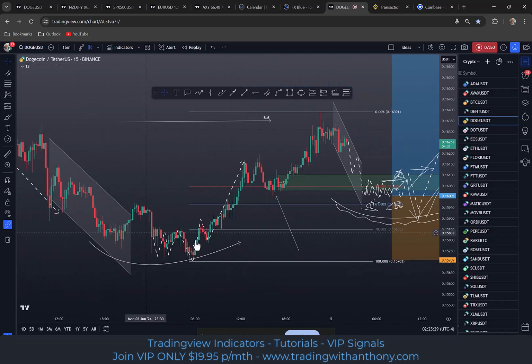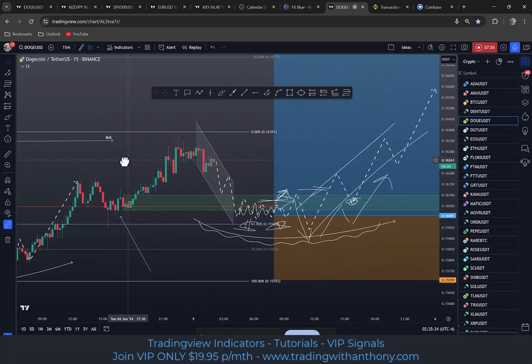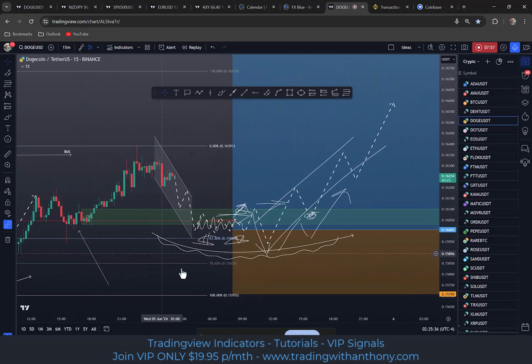Okay, it's the same thing here. Look at it, 15-minute time frame. You could even go to the 5M, but it's a bit fast. 15M I quite like. But that's the kind of thing I'm looking for, guys.